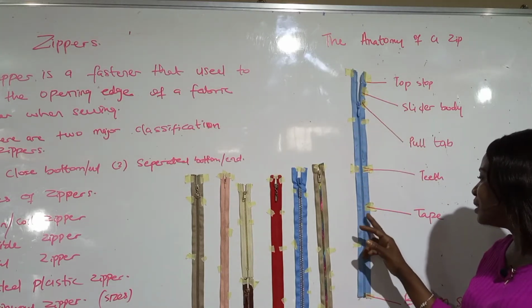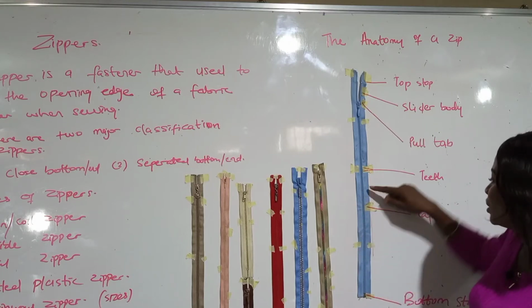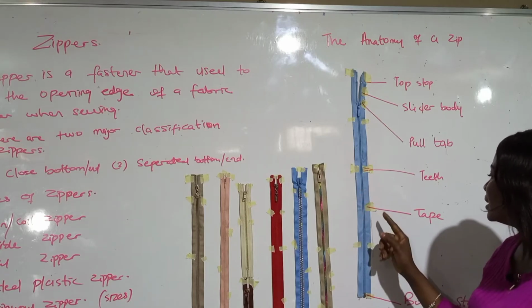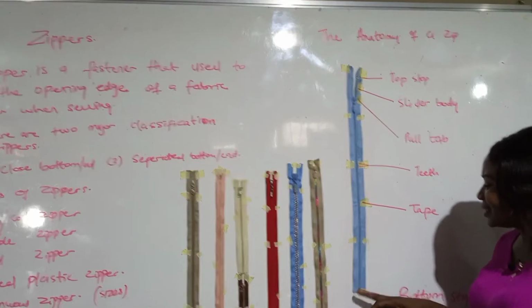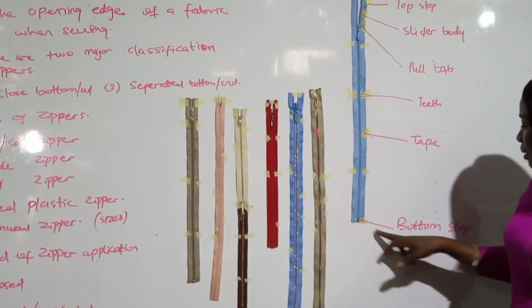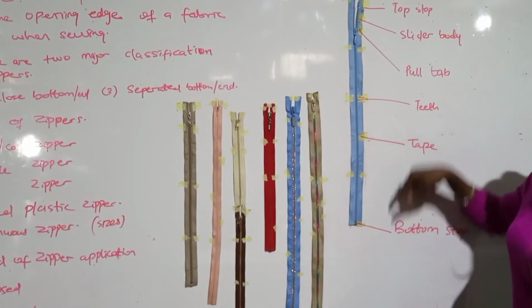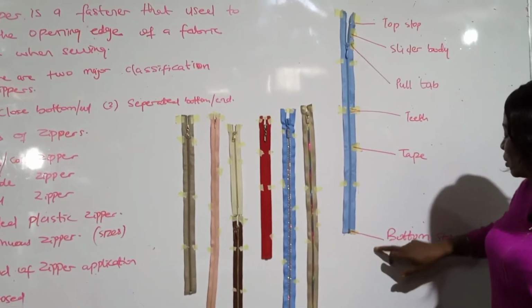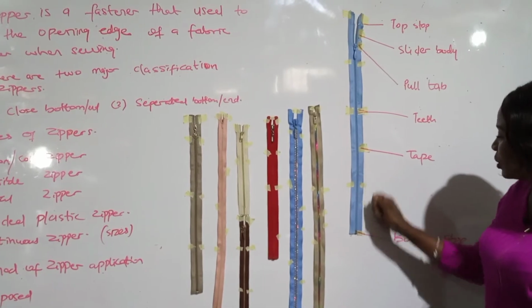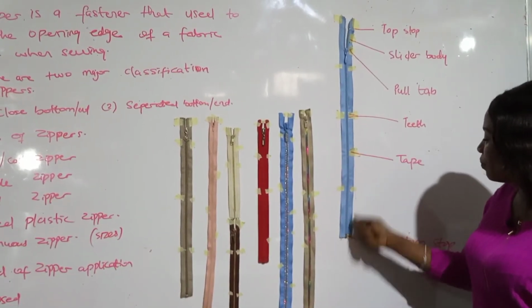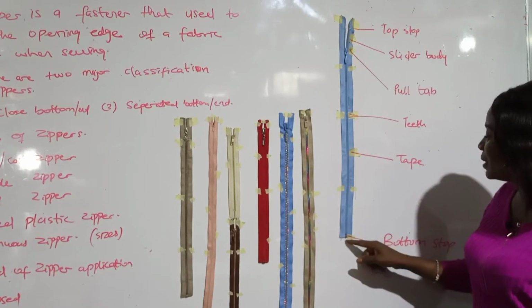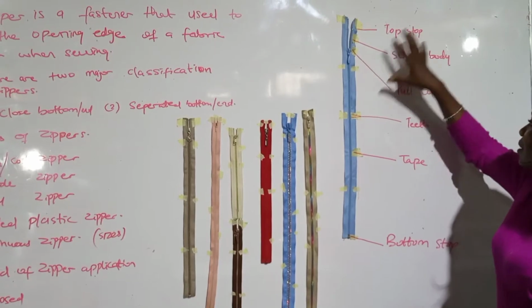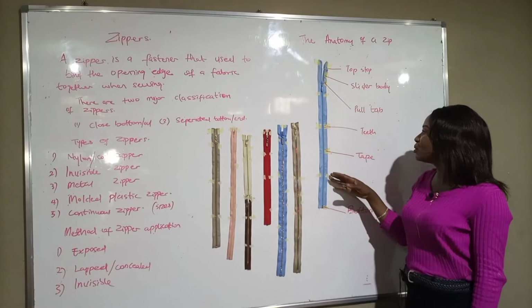Then on both sides of the teeth, you have the tape. That is the fabric part of it. You have it on both sides. Then at the tail end of the zip, you have the bottom stop, just as you have the top stop. The bottom stop also helps to hold the zipper head from falling off the zip completely when you are zipping it up or down. So that is just the basic anatomy of what the zip looks like.